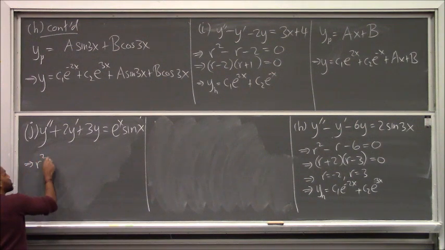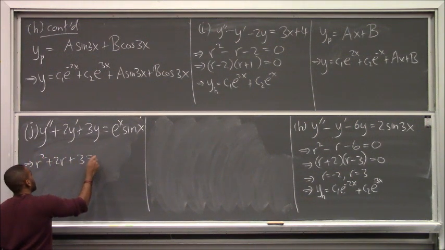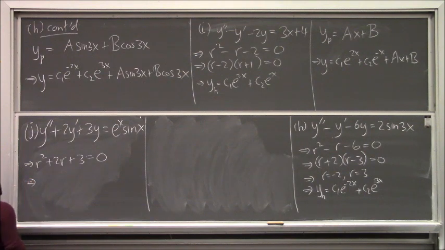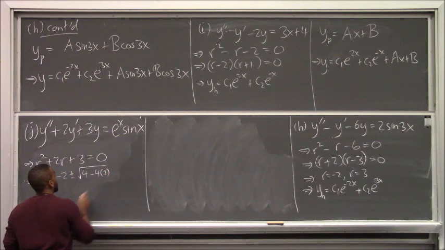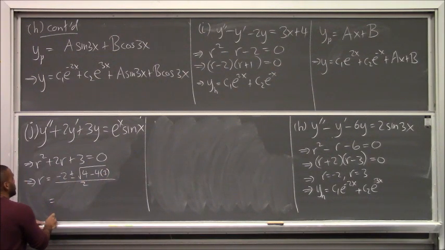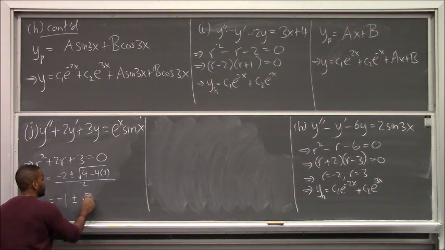Right into it, r squared plus 2r plus 3 equals 0. What is that? Quadratic. Right. What's the quadratic formula? So r is equal to minus 2 plus or minus the square root of 4 minus 4 times 3, divided by 2. That is going to be minus 1 plus or minus square root 2 i.